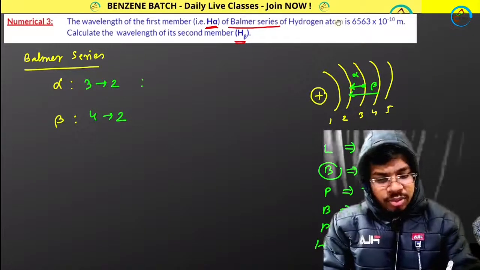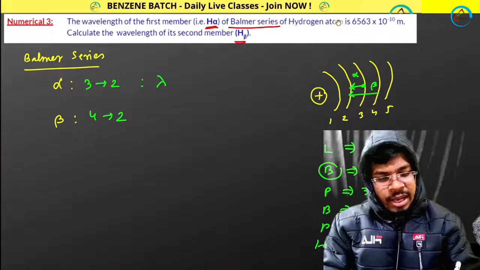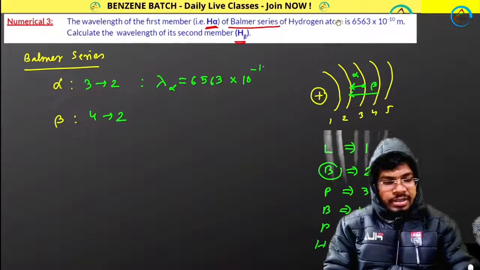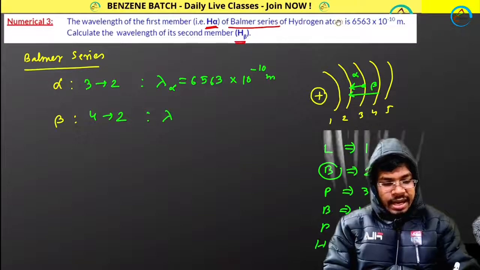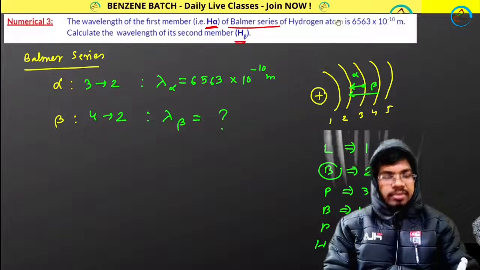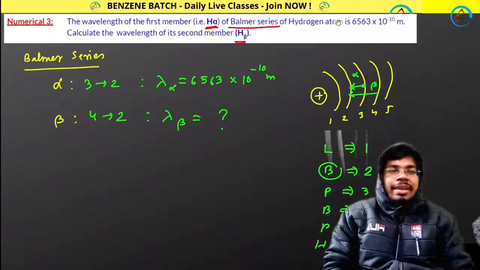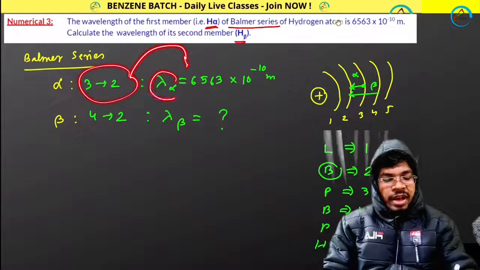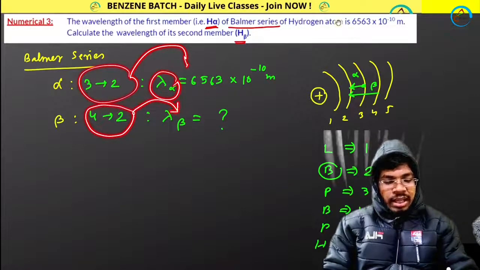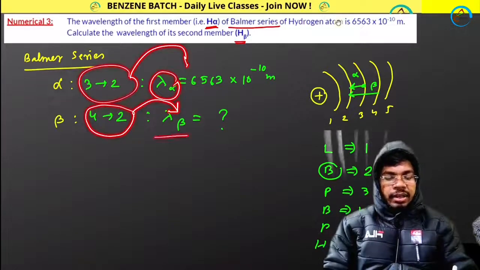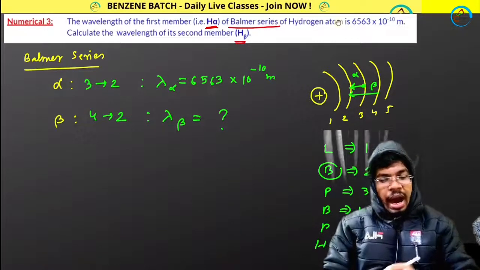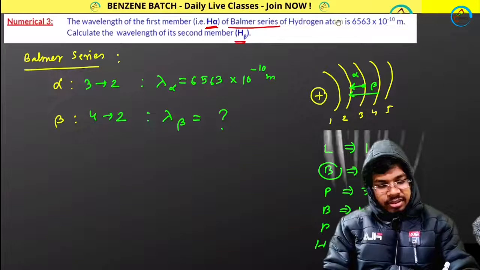So they have already told you that for alpha, the lambda value is given, that is lambda alpha equals to 6563 multiplied by 10 to the power minus 10 meter. And they are asking you to calculate lambda beta. You just need to calculate that. So for this transition they have given you the corresponding wavelength value. For this transition they want you to calculate the lambda beta value. How would you calculate that? And this is true for hydrogen atom. So hydrogen atom means what? Hydrogen atom means Z equals to 1.